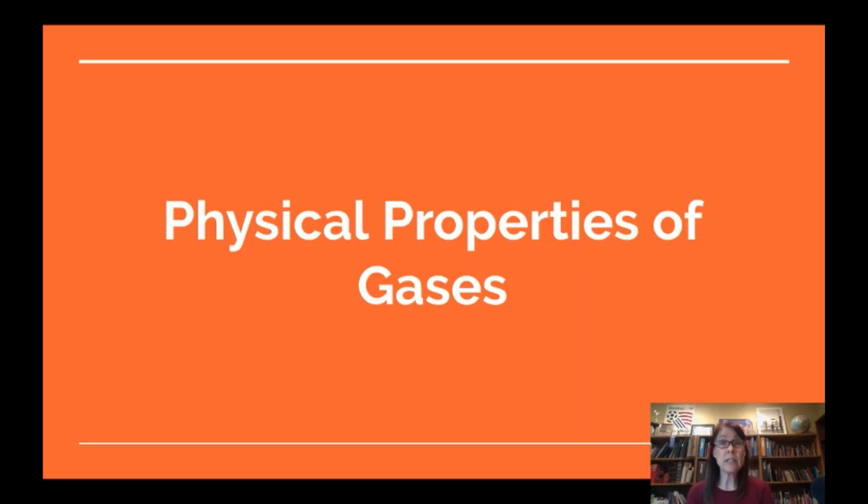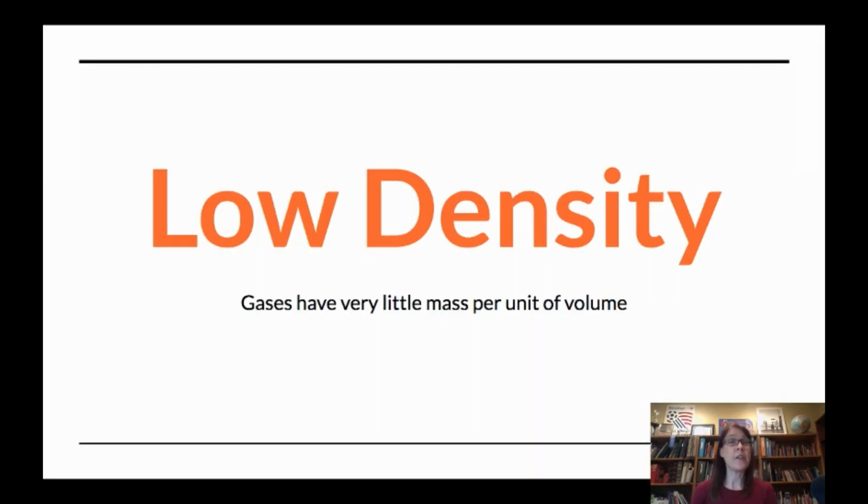The kinetic molecular theory of gases gives us a basis for describing the physical properties of gases. First, gases have a very low density. Why would gases have such a low density? Yes, think about the kinetic molecular theory of gases. One of the assumptions was that there is a lot of empty space between individual gas molecules. All this empty space is going to give gases a much lower density.